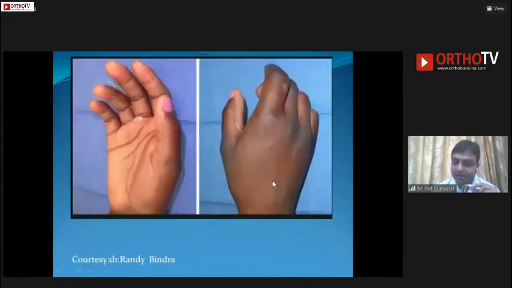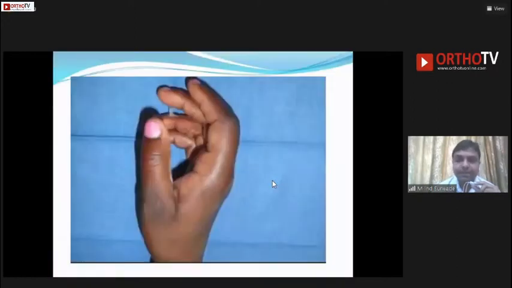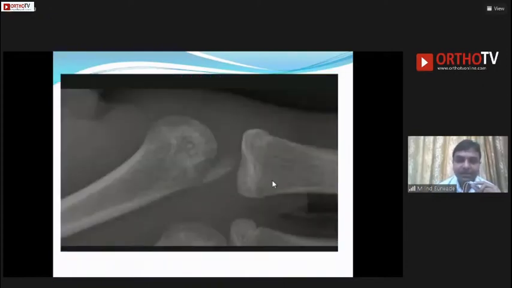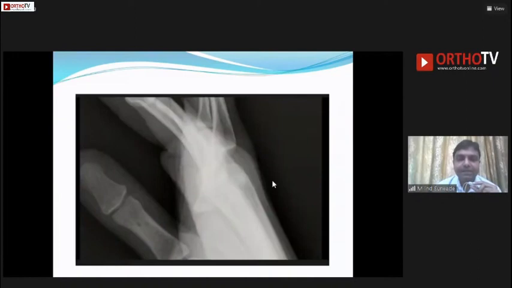I'm grateful to Dr. Randy Bindra sir, who has given me his case. This is a young lady who presented 1 week after the injury with a hyperextension mechanism, and this is how she presents. There is slight hyperextension of the MP joint and flexion of the interphalangeal joint, and this is the X-ray. We can see that there is a dislocation, and in this very good quality X-ray there is an osteochondral fragment. In this case, I think the dorsal approach is the right choice. This is the lateral X-ray.